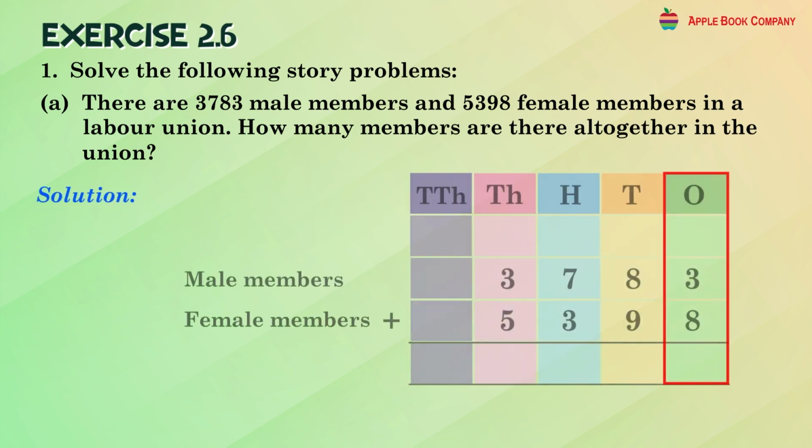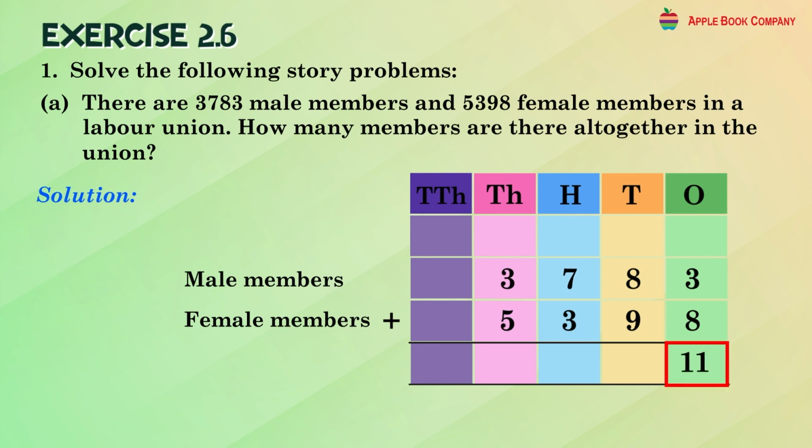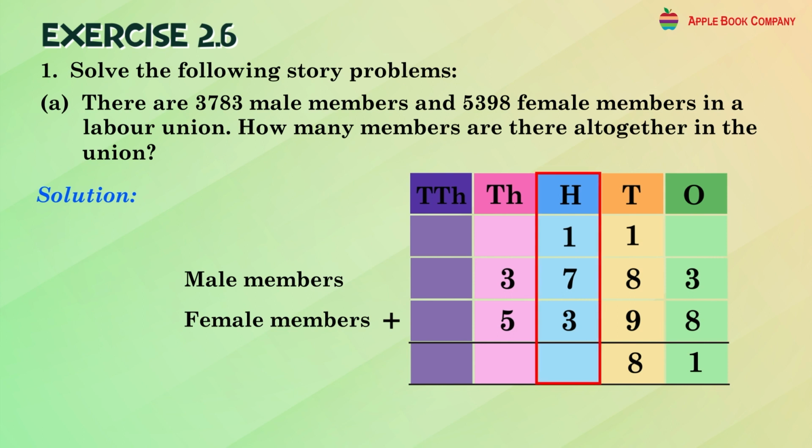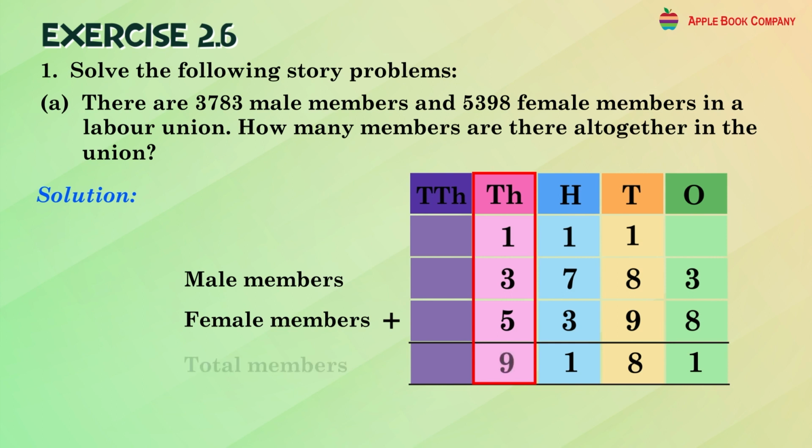Now when we add them together, we add 8 plus 3 in the ones place, which gives us 11. 9 plus 8 plus 1 in the tens place gives us 18. So we carry 1 to the hundreds and put 8 at the bottom. Then we add hundreds, which is 1, 7 and 3. We get 11. We put 1 at the bottom and carry another 1 to the thousands. 1 plus 3 plus 5 gives us 9. Hence, the total number of members in the labor union is 9,181.